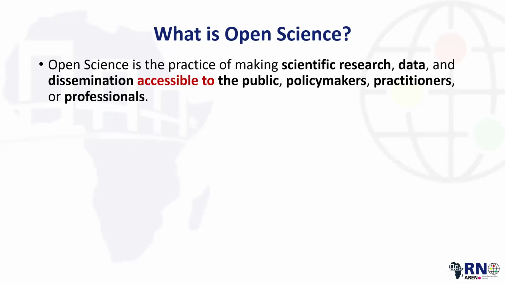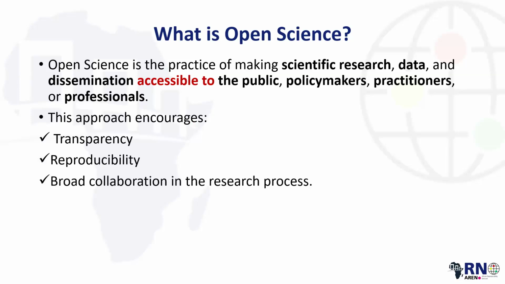Basically, open science is the practice of making scientific research, data, and dissemination accessible to the public and policymakers, practitioners, and professionals. So it's making scientific knowledge, no matter what it is, accessible to everyone who needs it. Currently the issue is that it's usually behind paywalls, or people cannot have ease of access to these things. And this approach aims to encourage transparency, reproducibility, and broad collaboration in the research process.